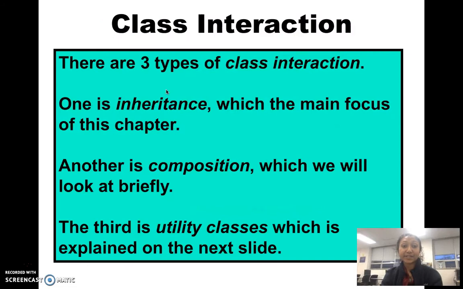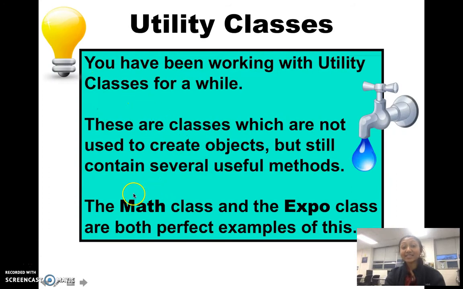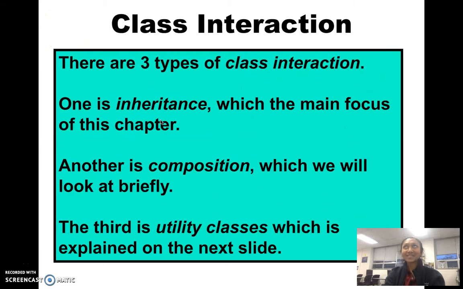Okay, so class interaction. There are three types of class interaction. Remember, we speak about inheritance a lot, but inheritance is not the only kind. There's inheritance, there's composition, and utility class. Before we talk about inheritance and composition, let's just get utility class out of the way because you have seen that before. Utility class is basically things like your Math class and your Expo class. These are classes which are not used to create objects, but still contain several useful methods. That's your key: they are not used to create objects, but have several useful methods. So that's your utility class. Now we are left with inheritance and composition.